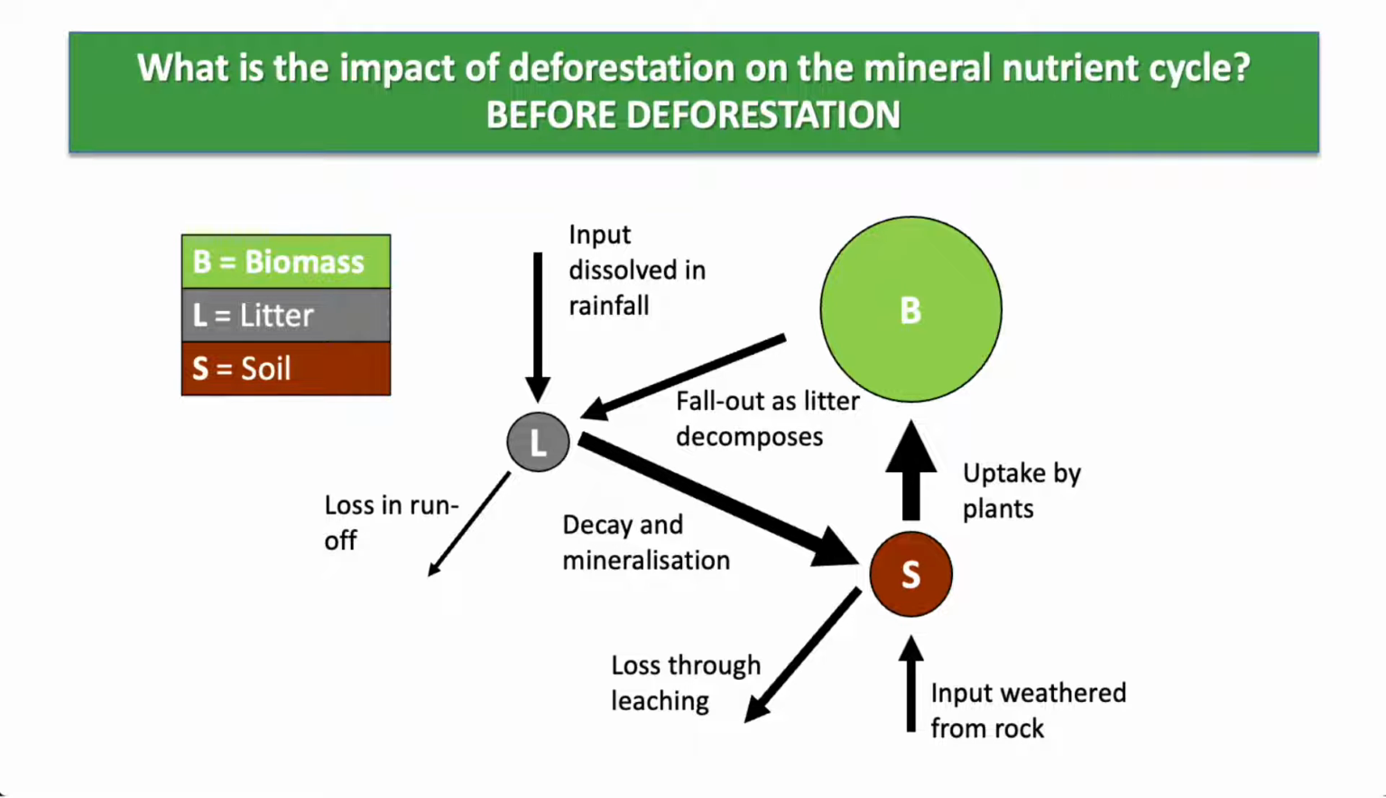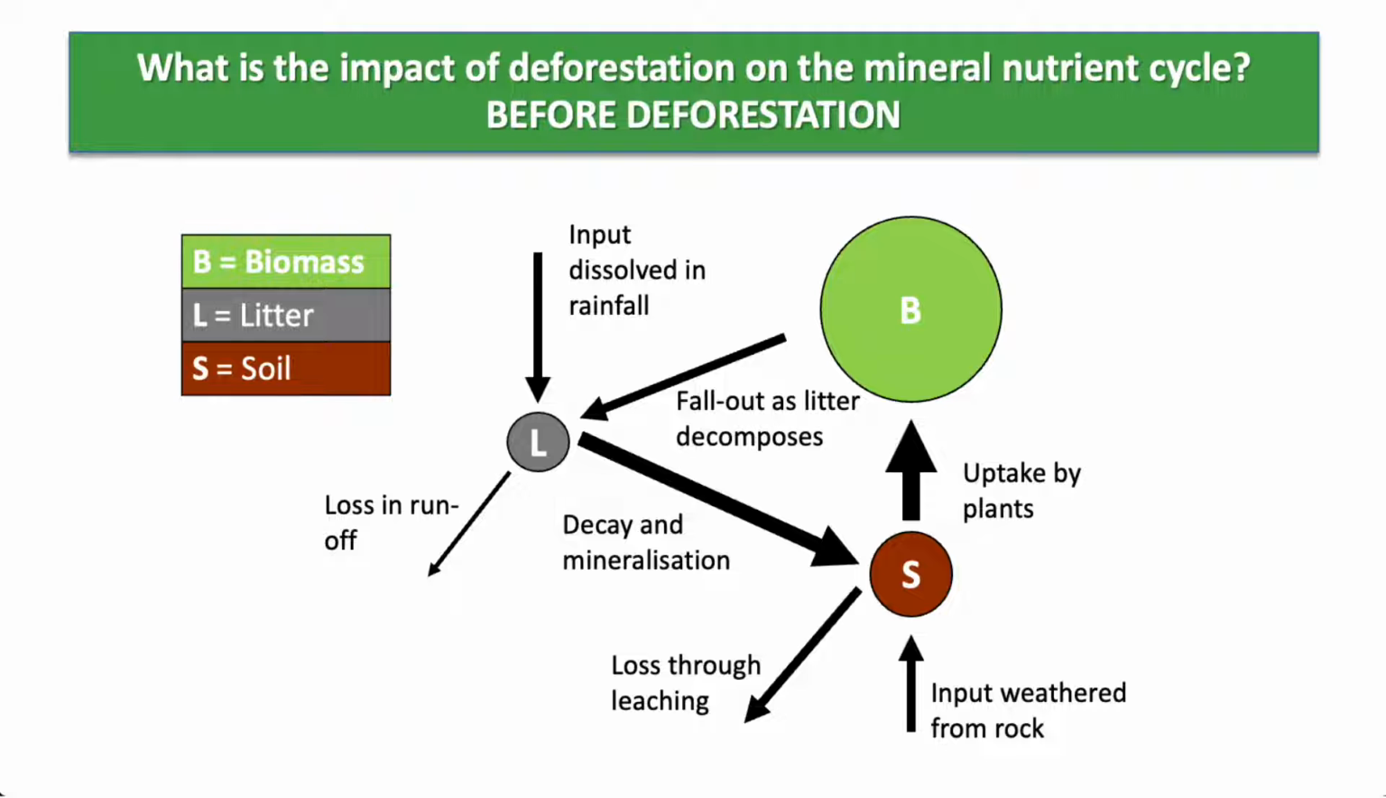Thank you very much, Fiona. Okay, we're now going to have a look at the impact of deforestation on the mineral nutrient cycle. So before we do the activity, we're just going to look at a diagram or two here. So this first diagram shows the nutrient cycle in an ecosystem, in this case, a rainforest, before deforestation, when the rainforest is intact in its natural state, if you like.